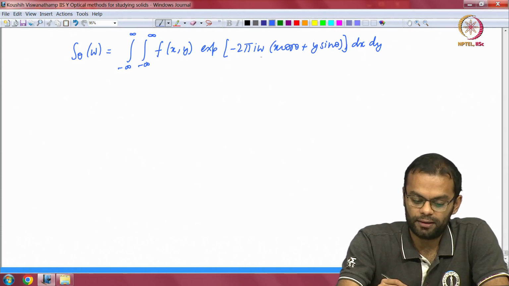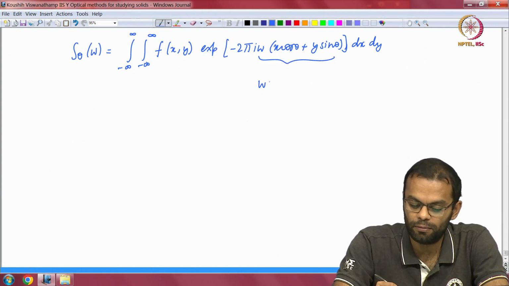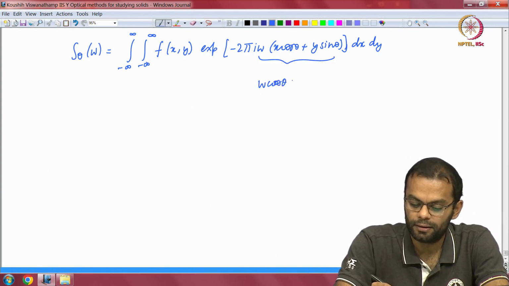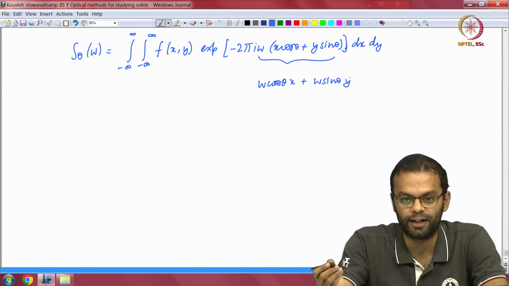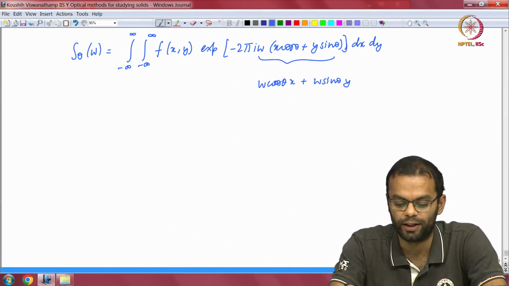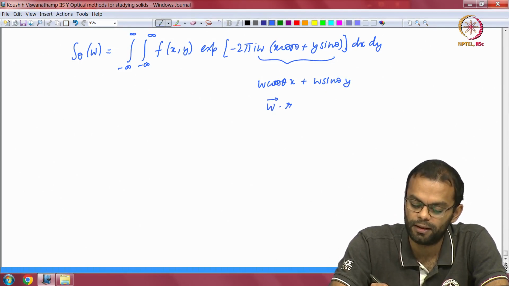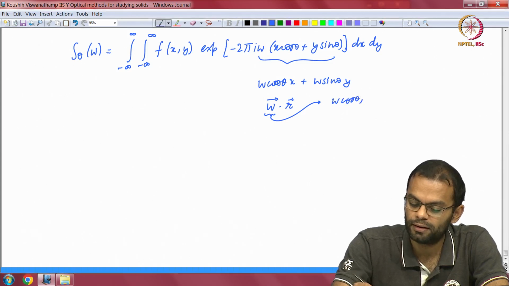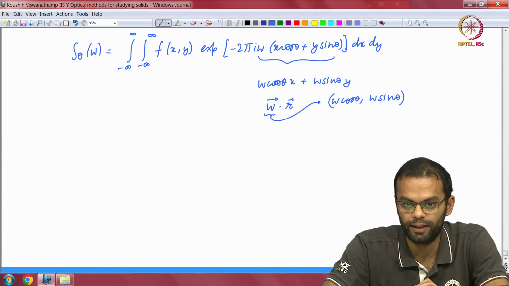Now, if you look at the term inside the exponential, this is the same as w cos theta x plus w sin theta y. I have not really done anything, I have just reordered the two values. So, this is the same as some w bar dot r bar, where w bar is w cos theta comma w sin theta. We are only rewriting what we already have.